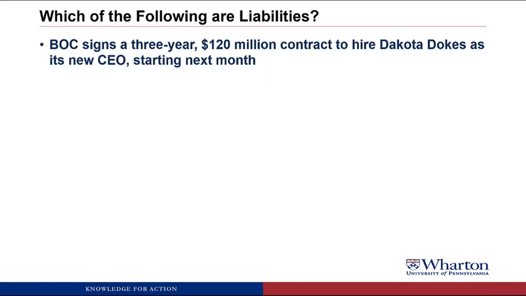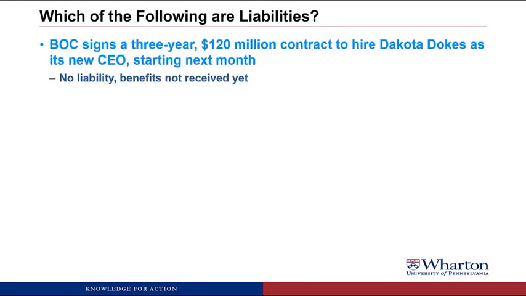Next, BOC signs a 3-year, $120 million contract to hire Dakota Dokes as its new CEO starting next month. This one is not a liability, and it's not a liability because there's no obligation based on benefits that have been received currently or in the past, which is the first criteria. Until Dakota actually works for us, and works for us without getting paid, there cannot be a liability. And even then, the liability would only be for the time that he or she has worked without pay. We wouldn't book a liability for the entire 3-year contract because we haven't received the benefits for that yet.